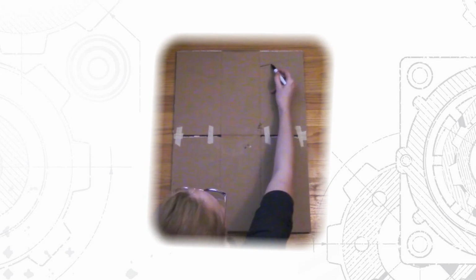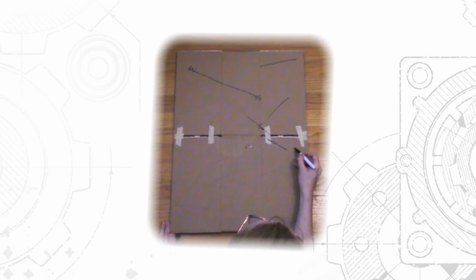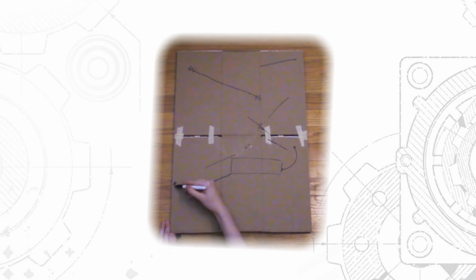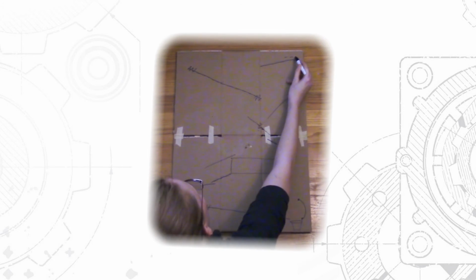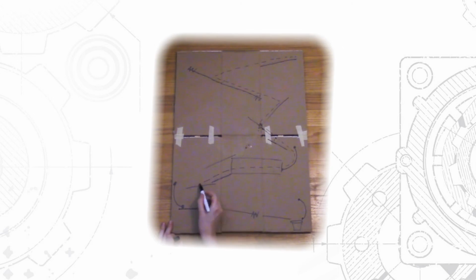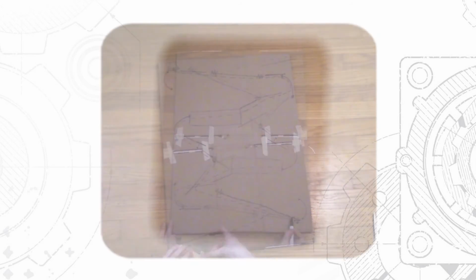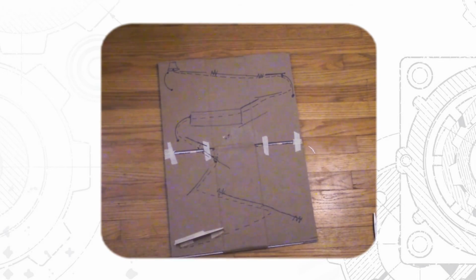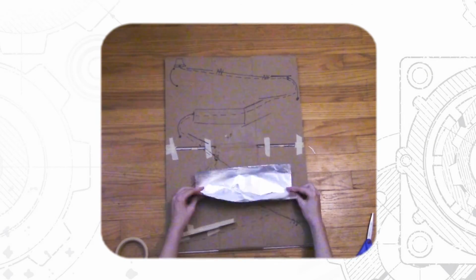Once you're happy with your transfer, trace over your pencil with a permanent marker. This will help you follow the plan as you build. We're also going to use a dotted line to redraw our trajectory. Putting this on the board will let us observe how closely our marble follows along. Now we're ready to start building.